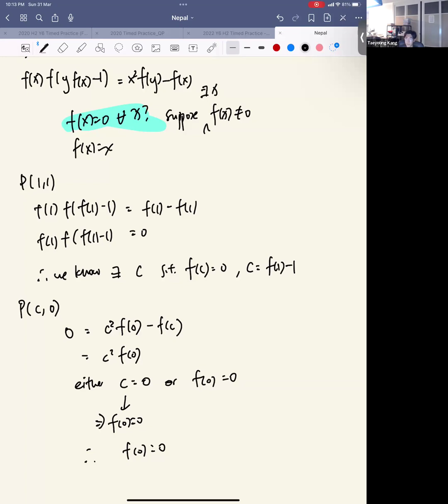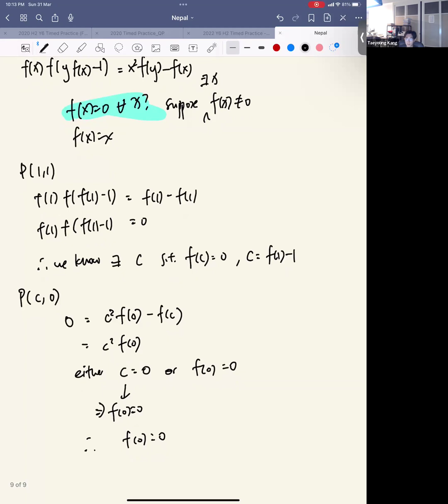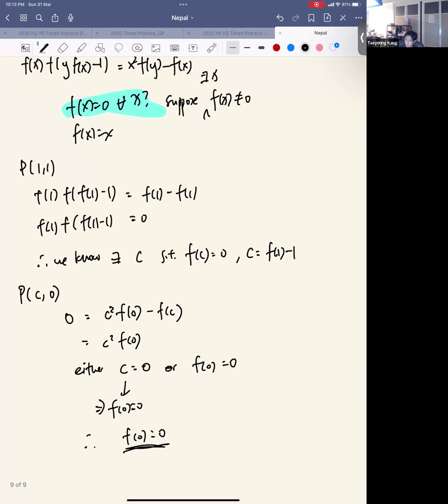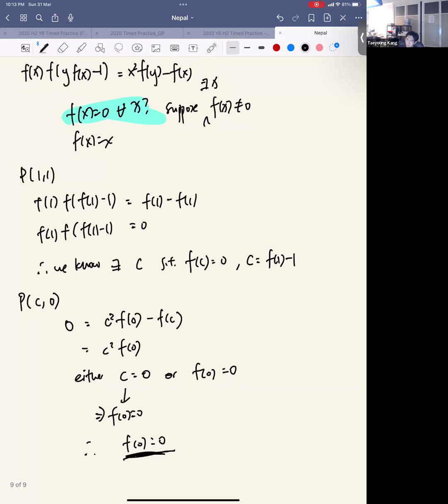Do you guys have any questions about this? Do you guys follow why c equals 0 implies f(0) equals 0? Because we said that the definition of c is that f(c) equals 0. So if f(c) is equal to 0 and c is equal to 0, it means that f(0) equals 0, right? Yeah.